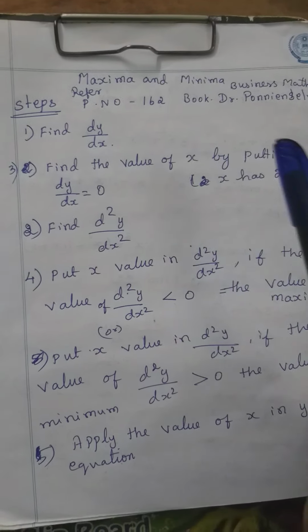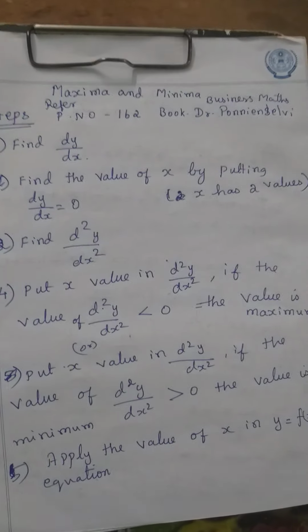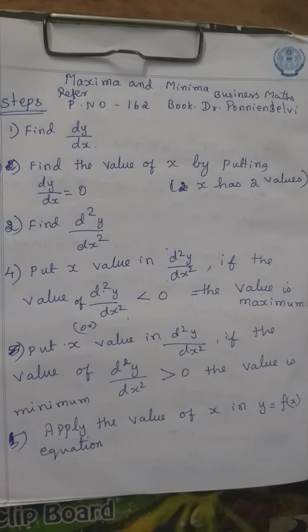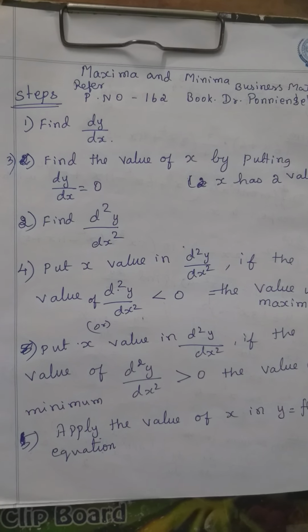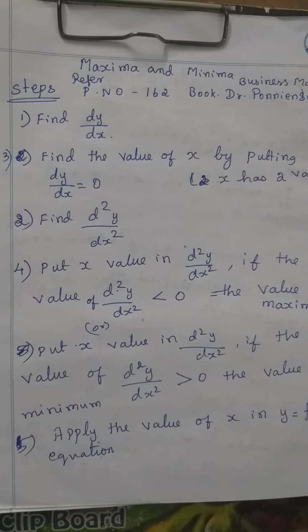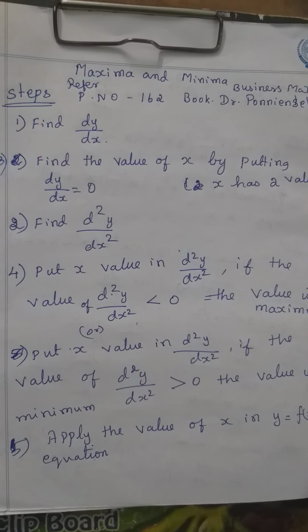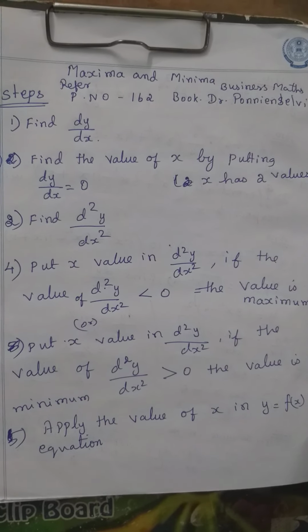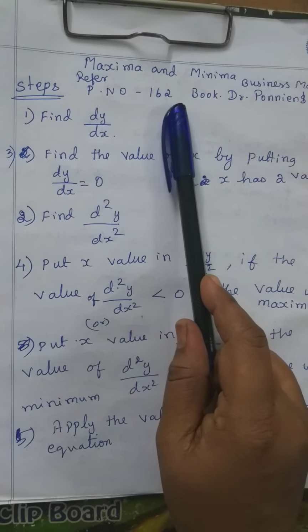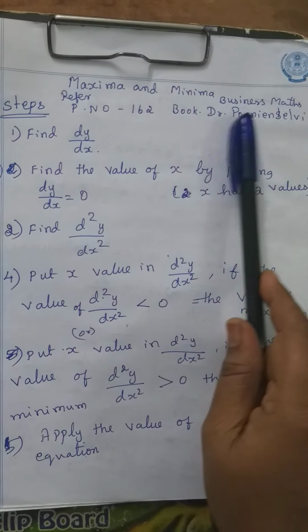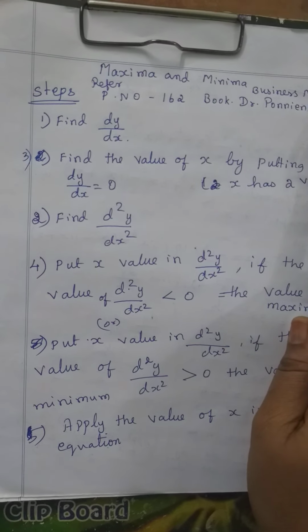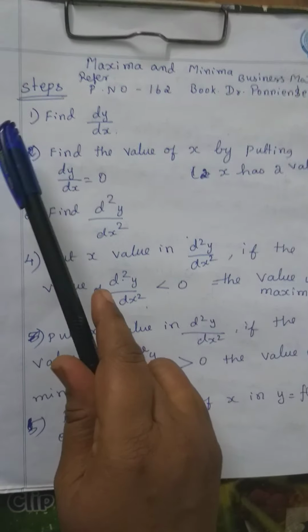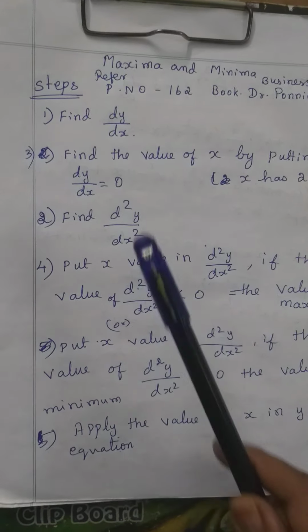Dear students, good evening. Now we have to discuss maxima and minima. This is a very important problem in calculus. This problem is asked in Part C for 10 marks. You have to refer to page number 162 in the book Business Mathematics written by Dr. M. Ponin Selvi. The following are the steps.